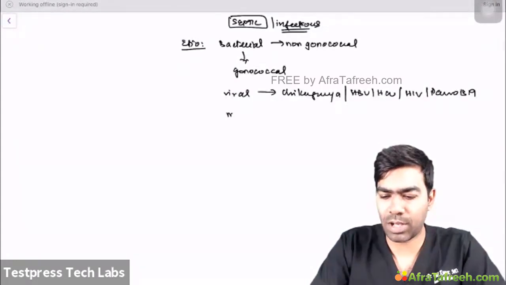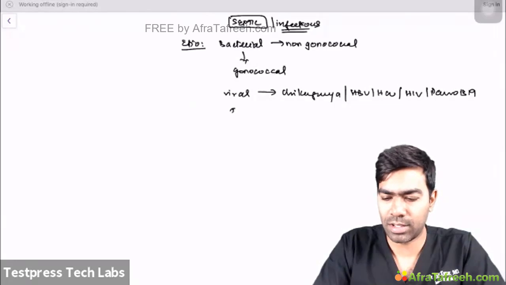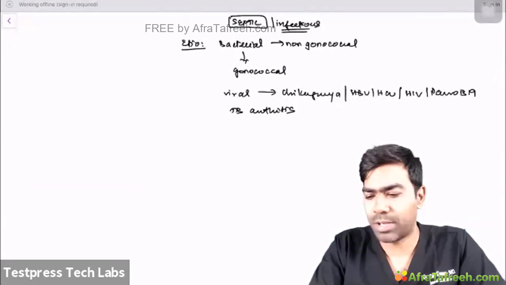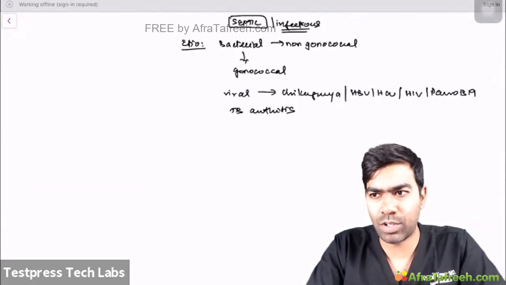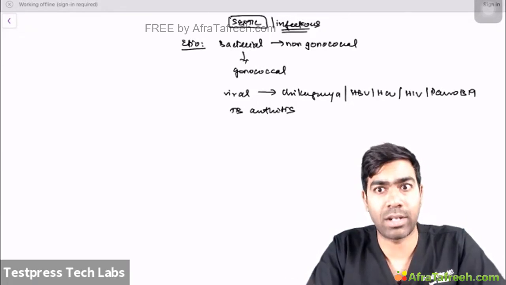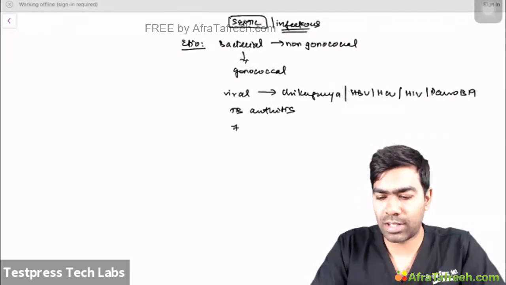And at the same time, you have mycobacterial arthritis. We can write it as TB arthritis. TB arthritis can happen anywhere. It can involve the peripheral joints, the hip, the knee, and even the spine. That's called Pott's spine, TB arthritis. You can have fungal arthritis.